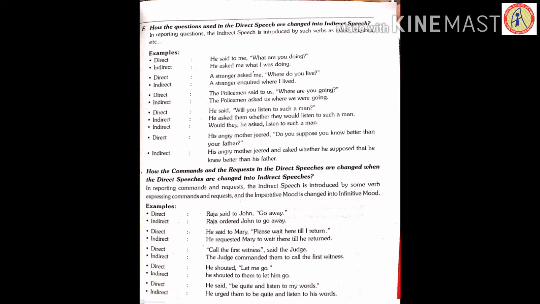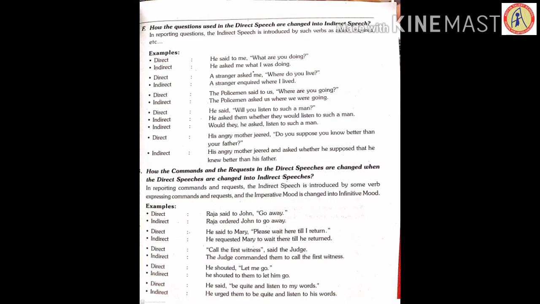Raja said to John, "Go away." See, go away is verb plus object. There is no subject, so it comes under imperatives. Raja ordered John to go away. He said to Mary, "Please wait here till I return." So he requested Mary to wait there till he returned.